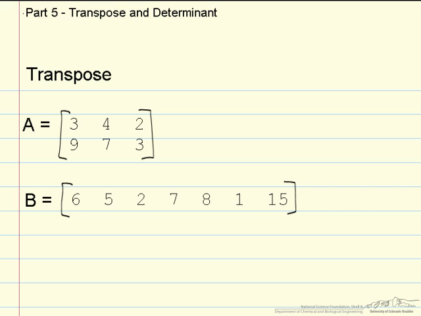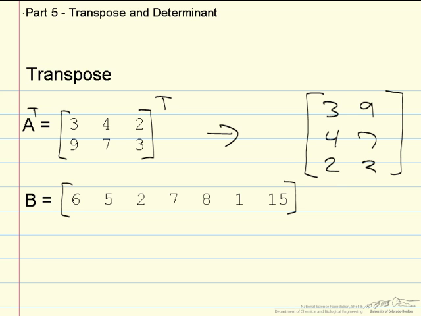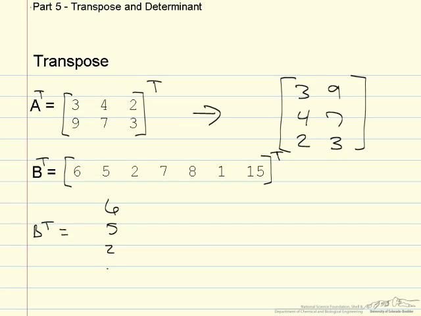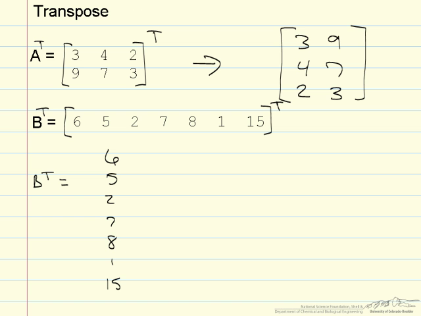For example, if we want to transpose matrix A, then what we have to do is make every single row a column and every column a row. So if the first column is 3, 9, that means the new first row is 3, 9. Second column is 4, 7 becomes the second row, and then 2, 3 becomes the final row. It has the ability to turn a row vector into a column vector. 6, 5, 2, 7, 8, 1, 15.